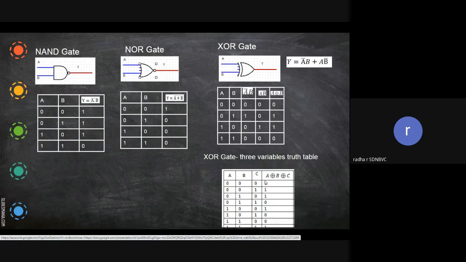So 0, 0, 0, 0. Here there is only one 1, odd number of ones, so the output is 1. Here there is one 1, so 1. Here there are two 1s, even number, so 0. Here one 1, so odd number, 1. Two 1s, even number, so 0. Even number of 1s, 0. Here odd number of ones is 1. Now, as I said, I have mentioned this line here. Now let us see how all of these come.